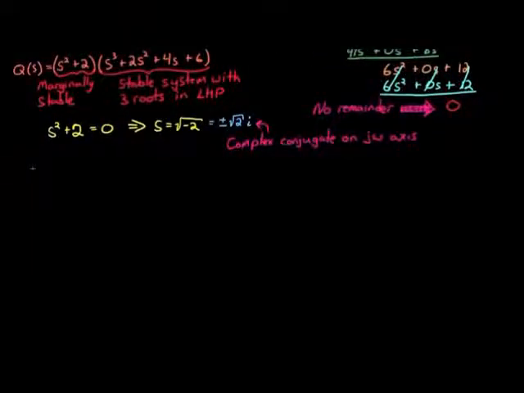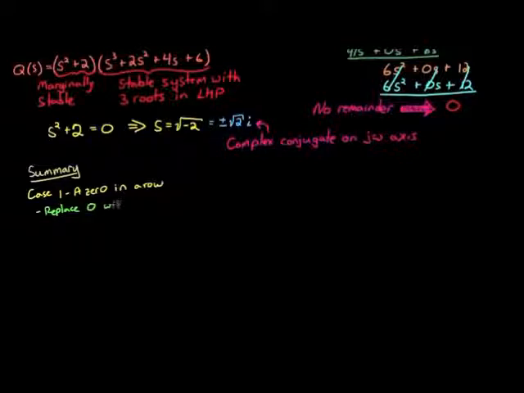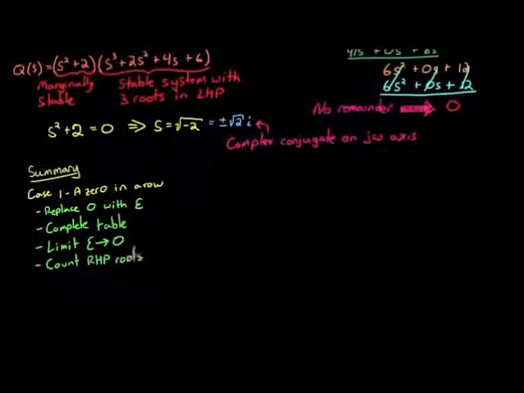All right, let me just summarize real quick so that hopefully it's a little bit easier to remember. In our first case, where we had a 0 in a row with some non-zero element following it, when we got to that row, we replaced the 0 with epsilon, then we completed the table using epsilon in place of 0, then we took the limit as epsilon went to 0, and then we counted the number of right half plane roots. But we also knew that this was unstable right from the beginning because we had that 0.